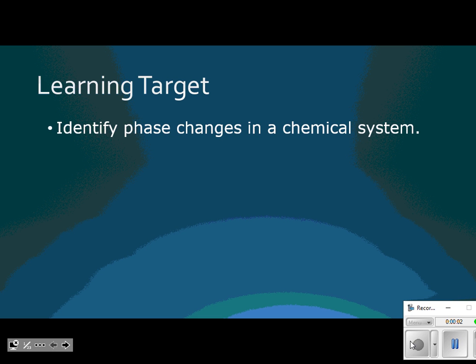So our learning target was to identify phase changes in a chemical system. When we looked at that specific grid, we could identify where the phase change was occurring. How did we know that? Well, what do we call that? The flat line, the plateau right there. We knew that at the plateau, we have a phase change occurring.